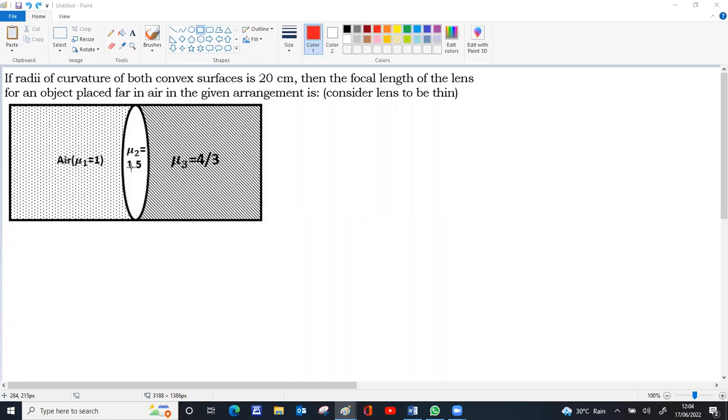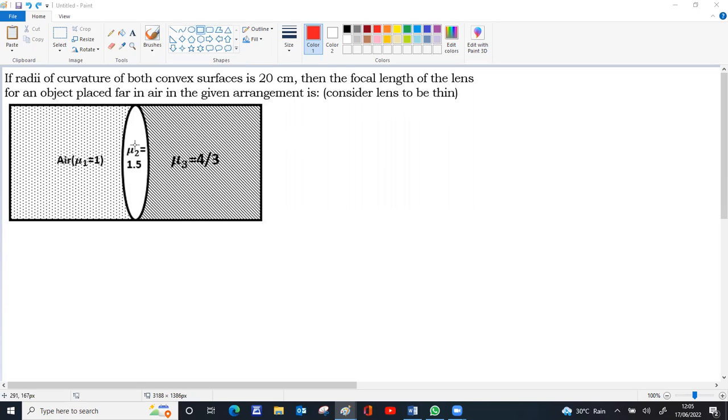In this question, a convex lens of refractive index 1.5 is surrounded by two different media on left and right. Left side is air with refractive index 1. Right side is another medium with refractive index 4/3. Normally 4/3 is water. We're asking the focal length of the lens. The radii of both the surfaces are 20 centimeters. Assume the lens to be thin.